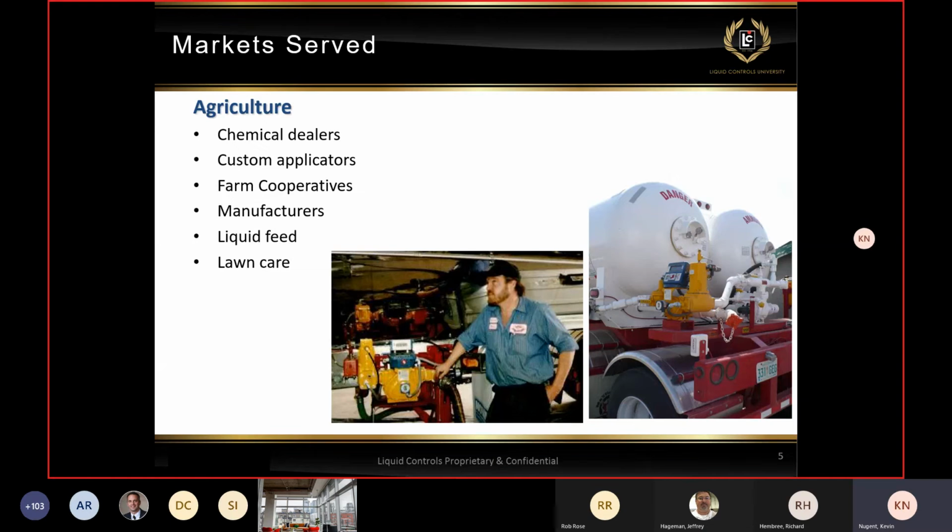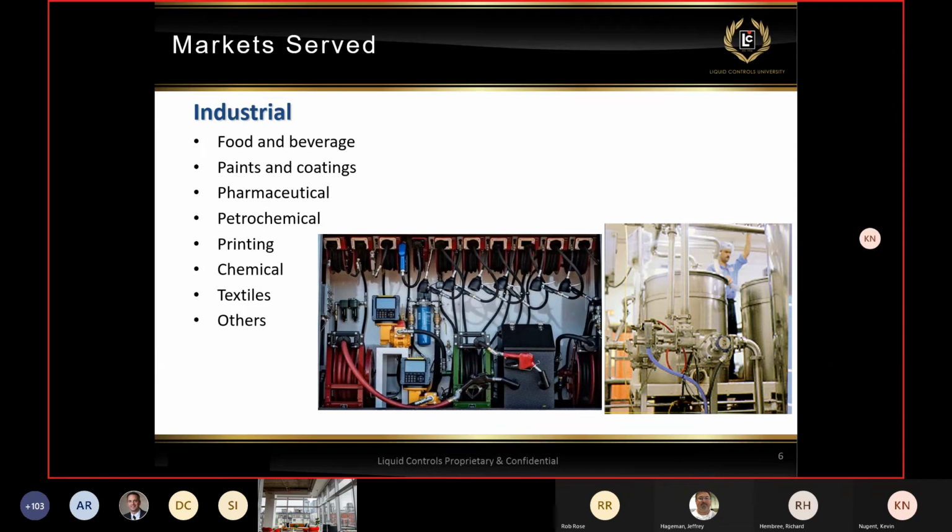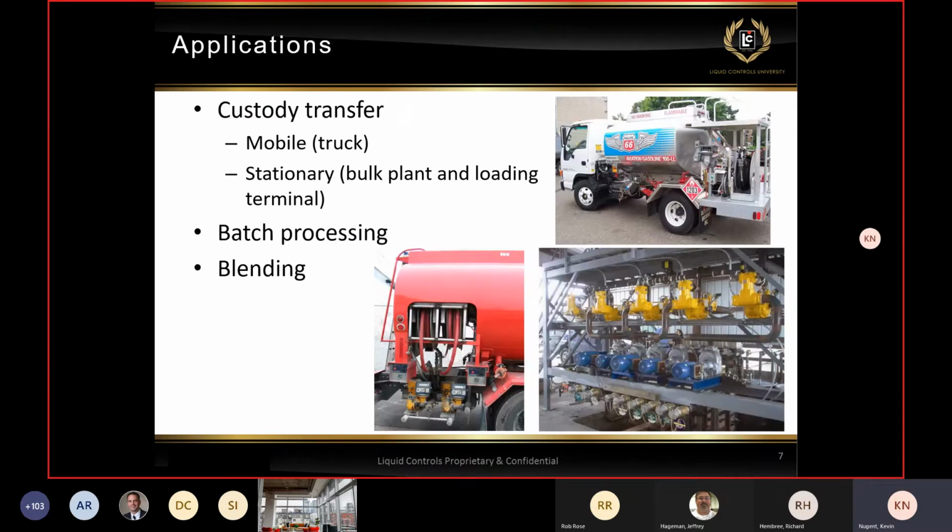Agriculture market: chemical dealers, custom applicators, the farm cooperatives, again, the anhydrous ammonia market. In some parts of the world it is used widely as a fertilizer. We can call on the manufacturers as well as the liquid feed and lawn care companies. Food, beverage, paints and coatings, a lot of industries that we talked about before. Due to time, I'm going to gloss over this a little bit.